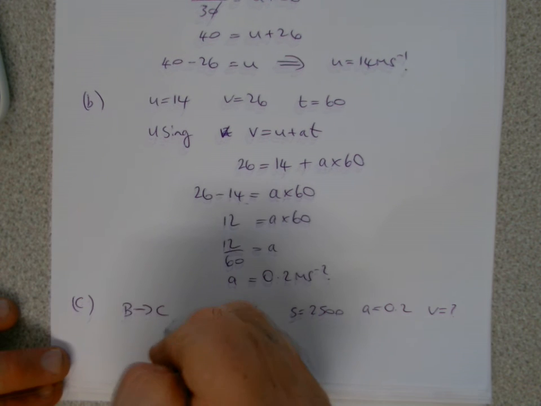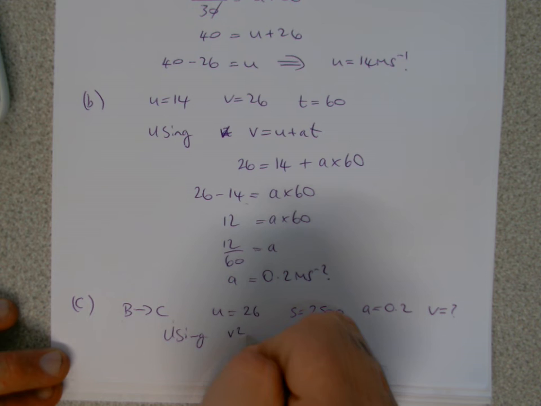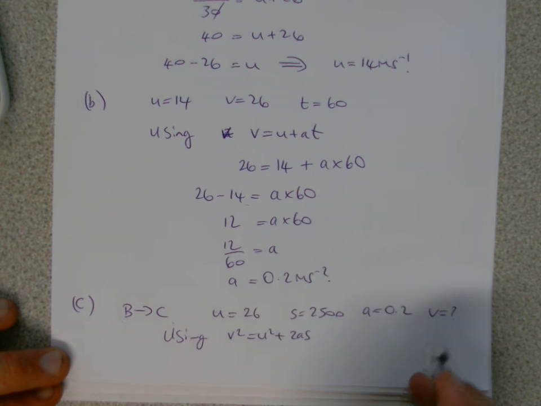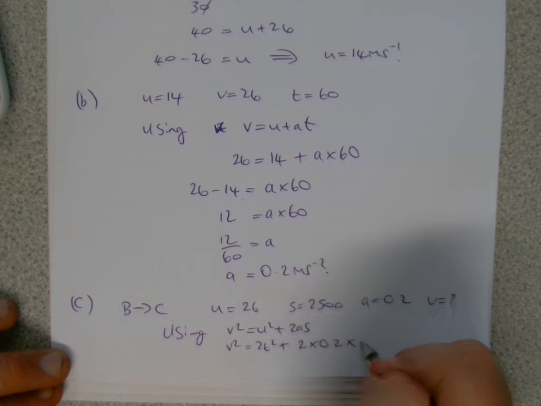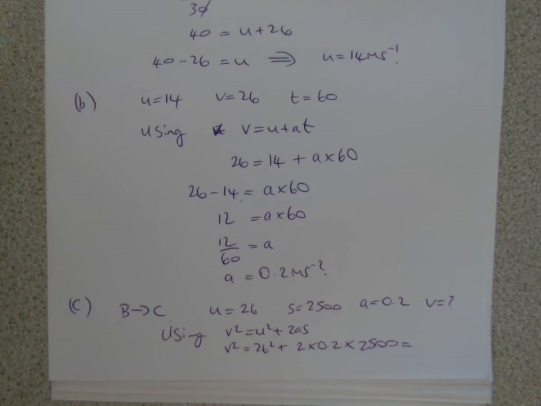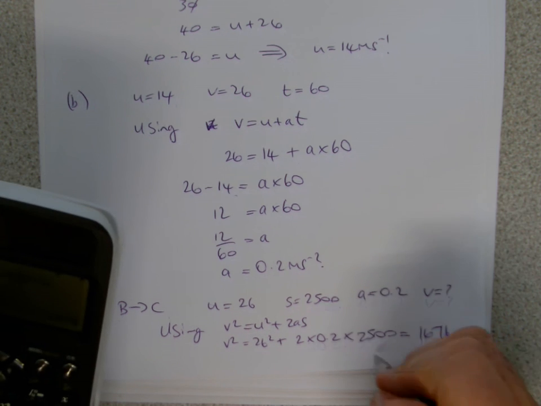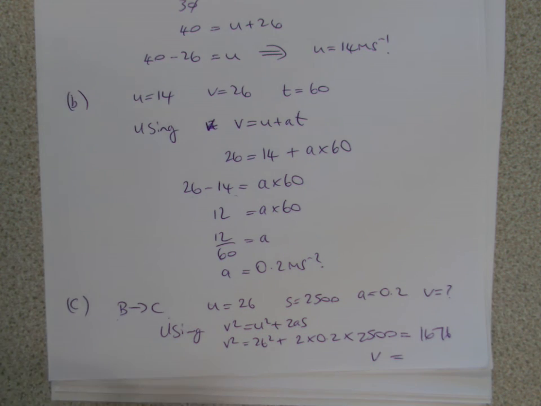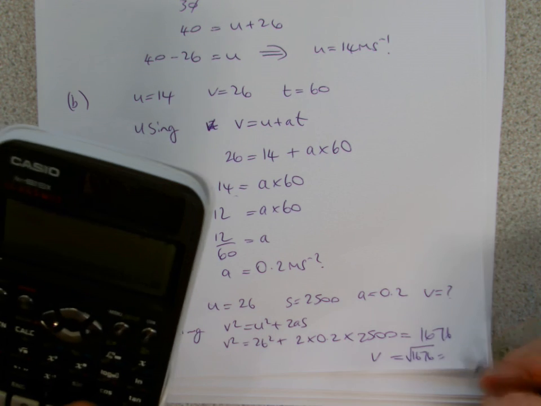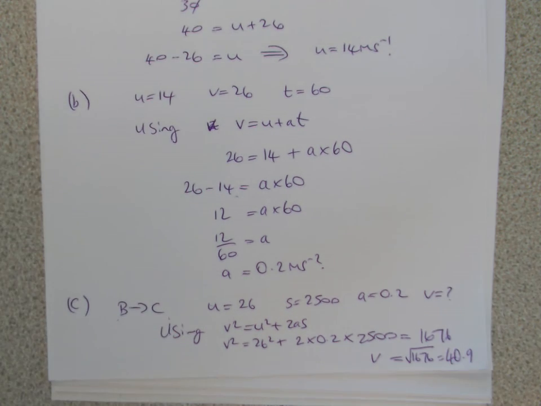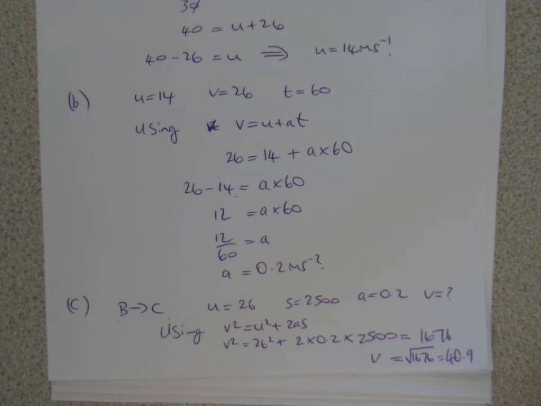Okay. So using V squared equals U squared plus 2AS, V squared will be 26 squared plus 2 times 0.2 times the displacement, which is 2,500. Let's get my calculator. And we get 1676. So to get V then, of course, we're going to square root that. And we get 40.9 meters per second. Okay? Job done.